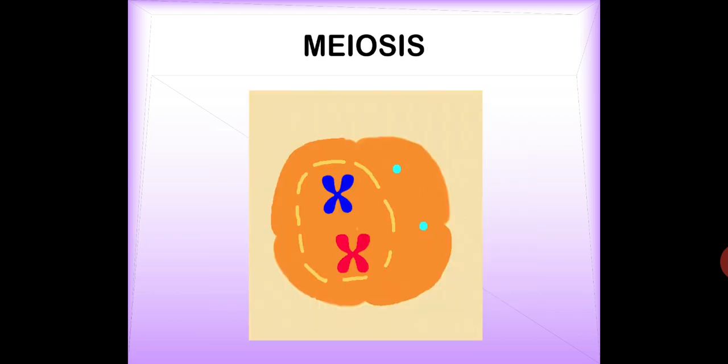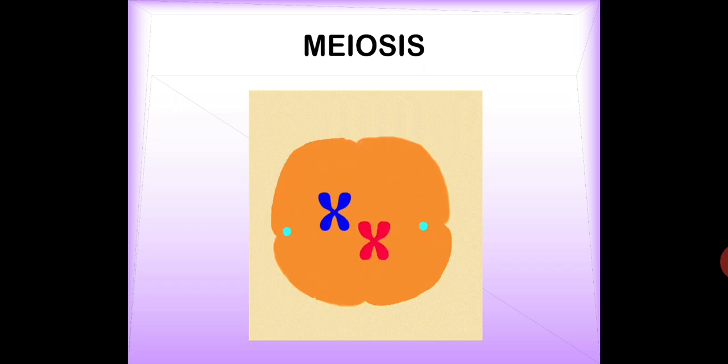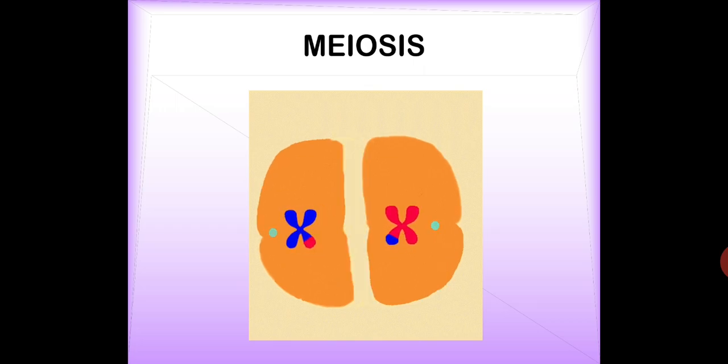Now we move on to an animated clipping showing different stages of meiosis. One cell divides into four cells. Please observe carefully.